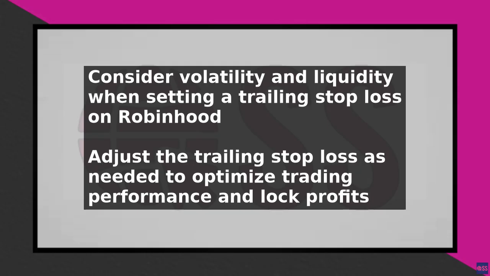In conclusion, setting a trailing stop loss on Robinhood options is a straightforward process that can help you manage risk and lock in profits. By following these steps and considering key concepts and best practices, you can effectively use trailing stop losses to enhance your options trading strategy. Remember to always monitor your positions and adjust your trailing stop losses as needed to optimize your trading performance.